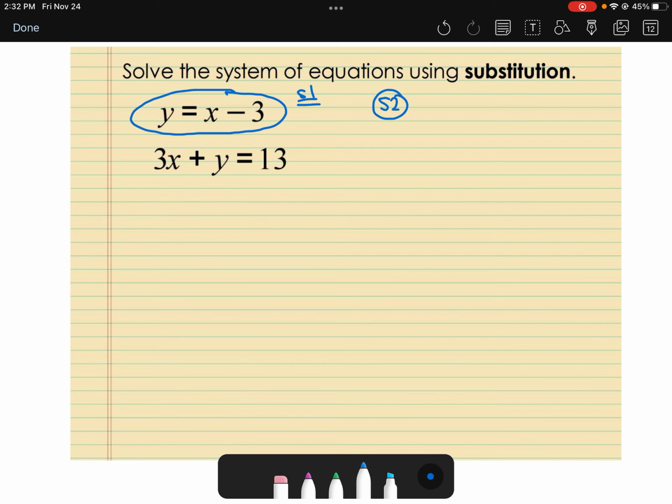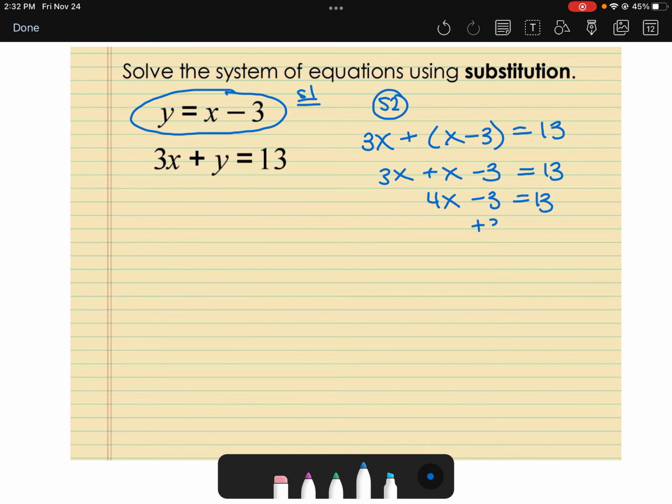Step 2, now we need to plug it in. So I have 3x plus y. Y is equal to x minus 3. And then that's equal to 13. Well, that's a plus, so I can just drop the parentheses. 3x plus x gives me 4x. Solving for x, we're going to go ahead and add 3 to both sides. 4x is equal to 16. To get x by itself, we're going to divide by 4, because remember, we're always doing that inverse, and x is equal to 4.